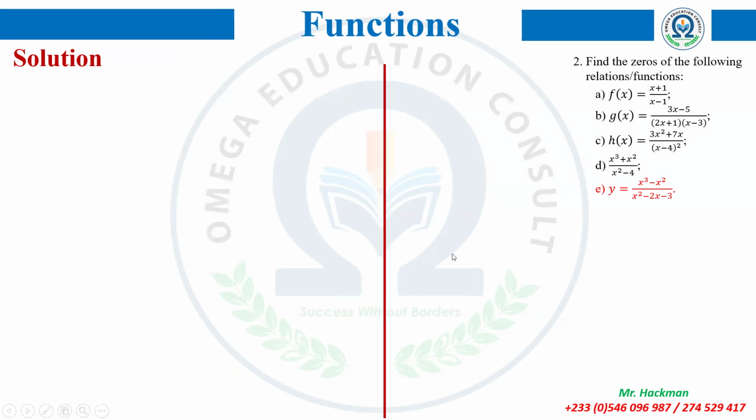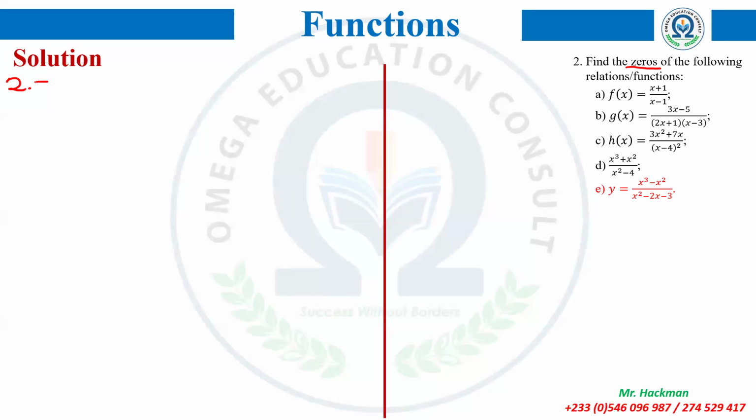As usual, when you read a question, you underline the salient part. What are we supposed to find? The zeros of the following relations or functions. Questions are numbered because we want your solution to be numbered. If it's not numbered, then don't number your solution. In this case, I write solution first, then I come to question 2. Do I have any major information that I can extract here? No. So I come down.